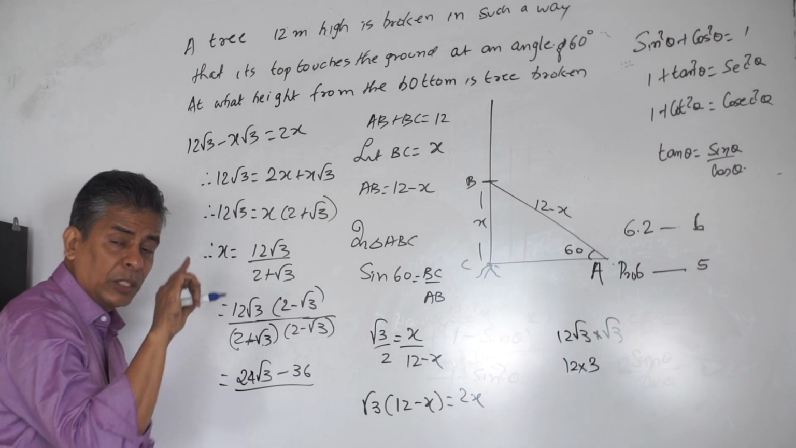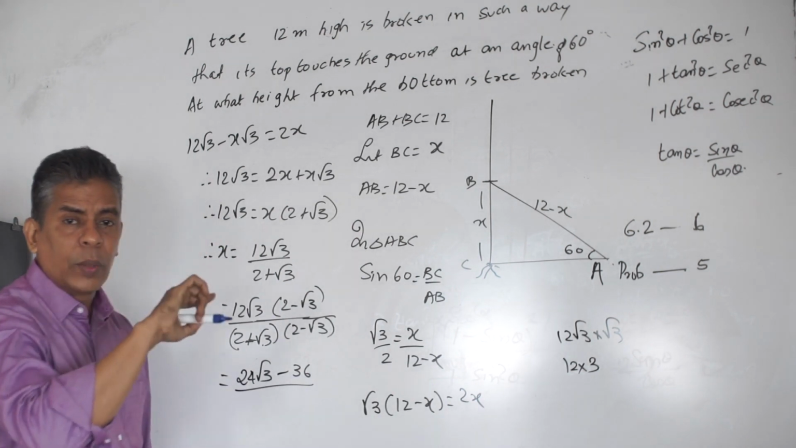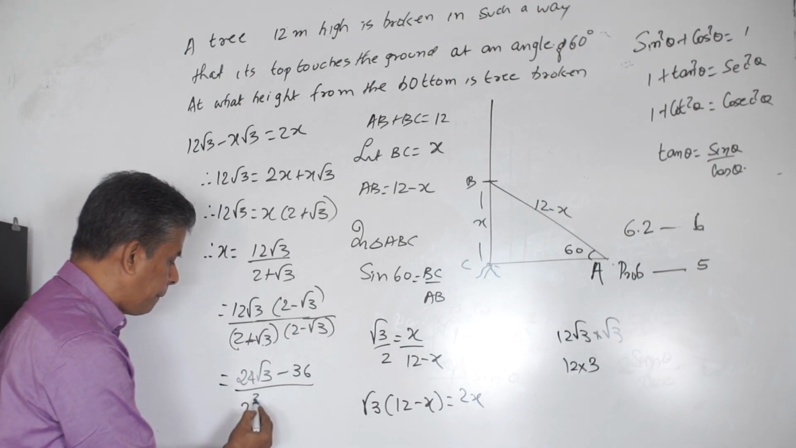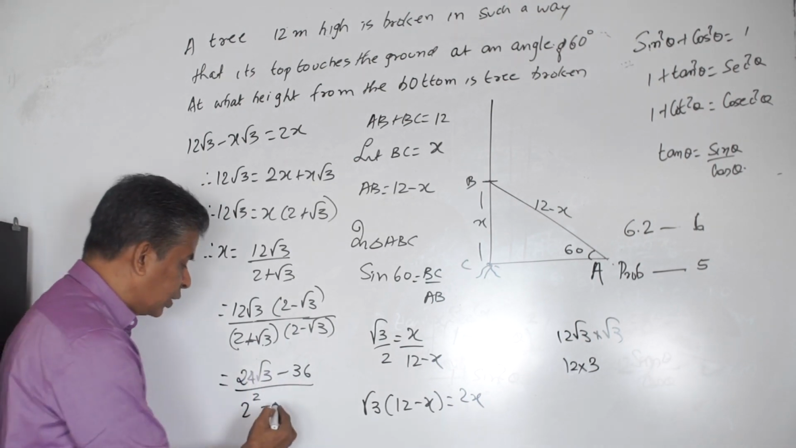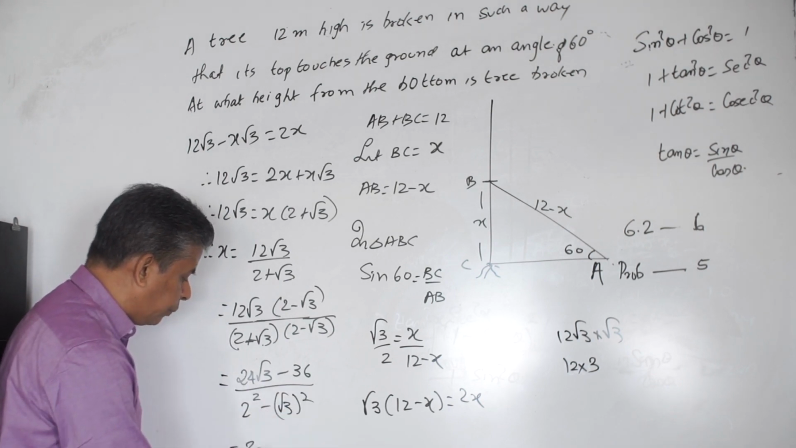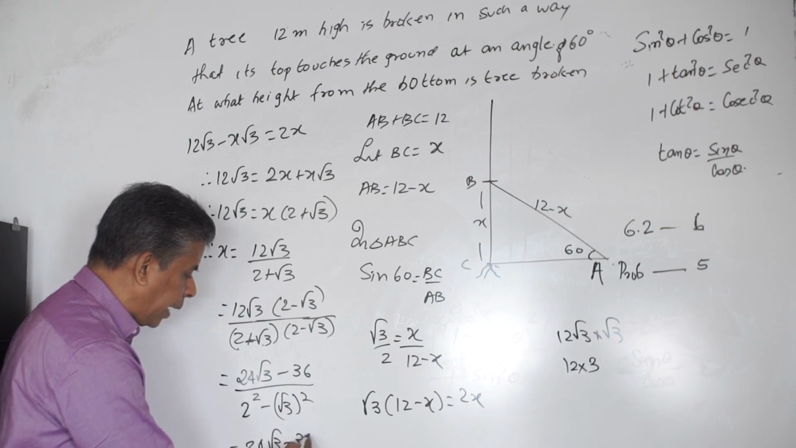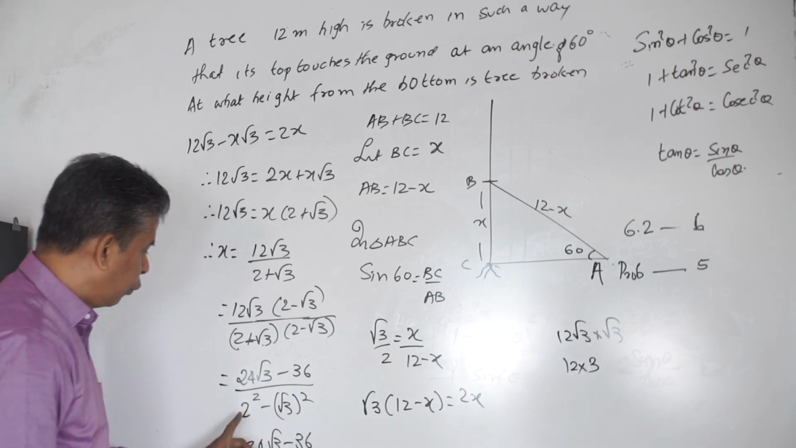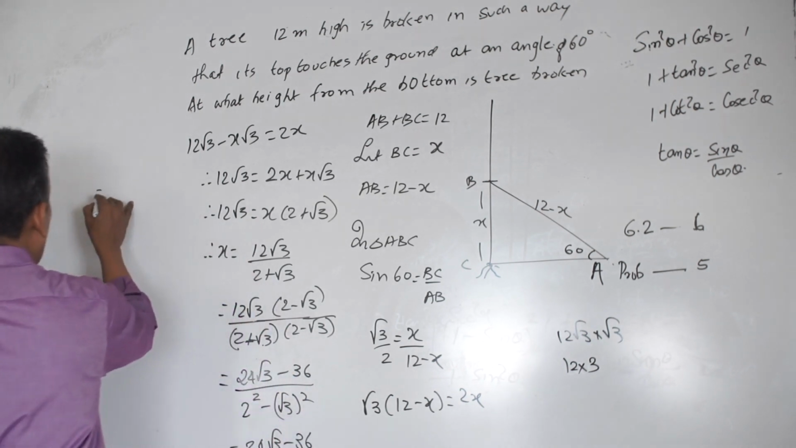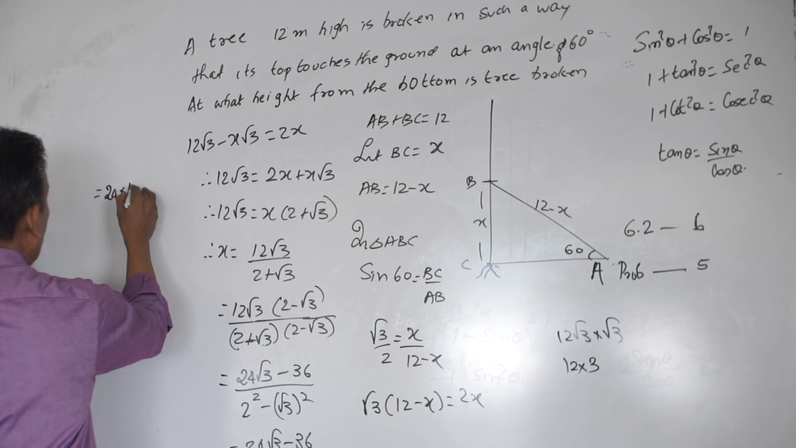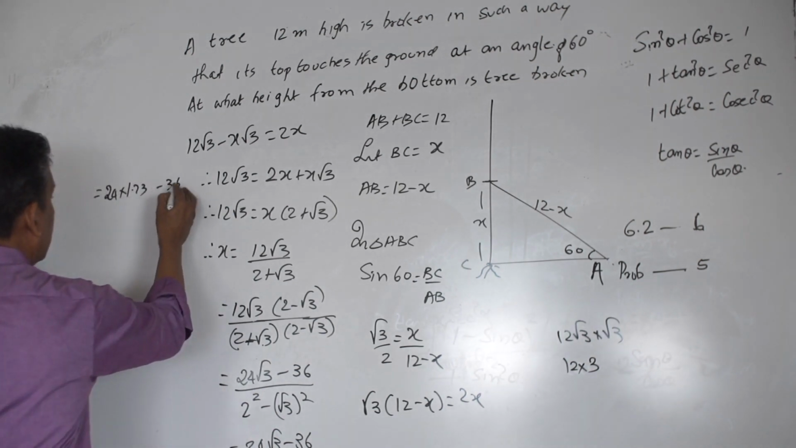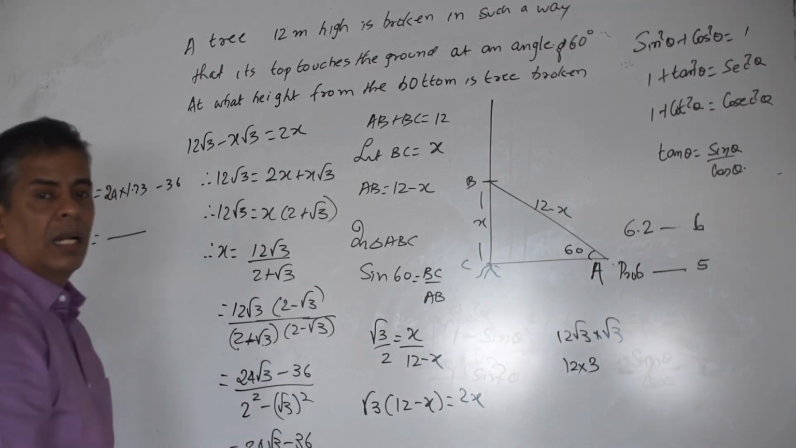So again the same formula we mentioned at the start, a square minus b square. a square means 2 square, minus root 3 square. So this will be now 24 root 3 minus 36 upon 1. 4 minus 3 is 1. Therefore now we have 24 into 1.73, that is the value of root 3, minus 36. Simplify this, you will get your answer.